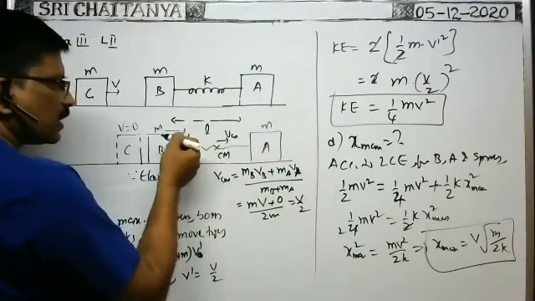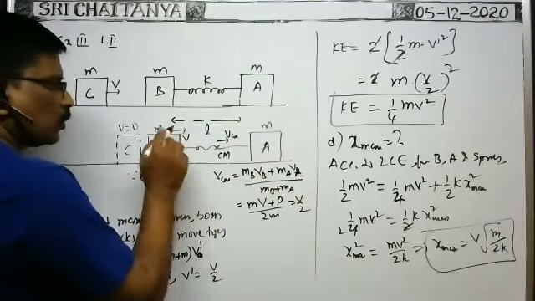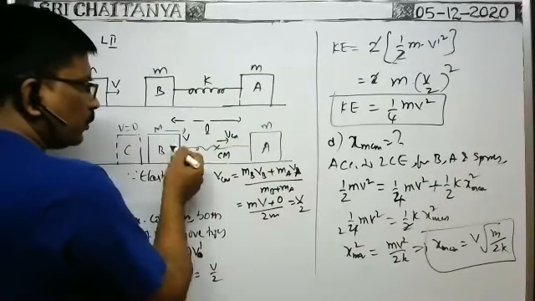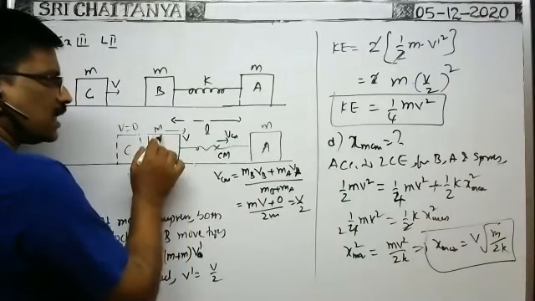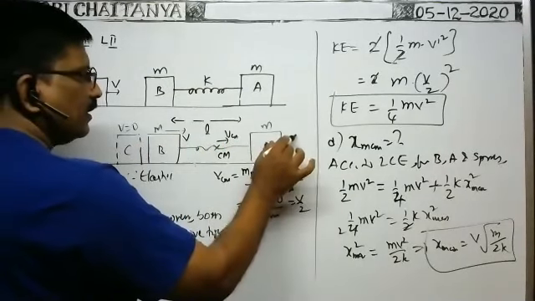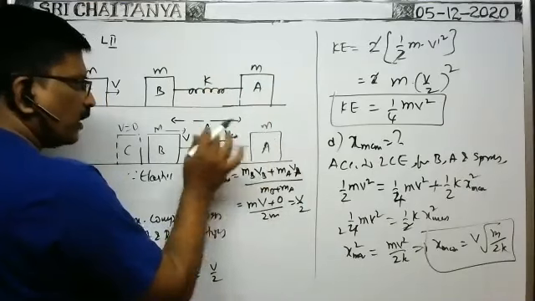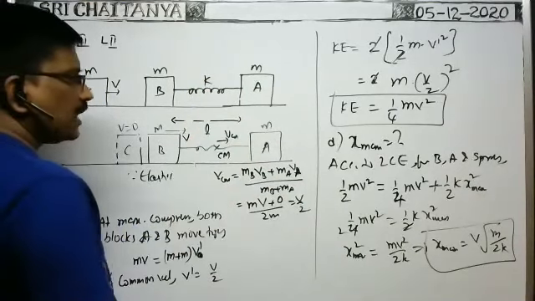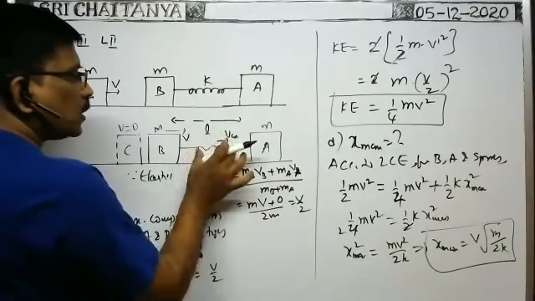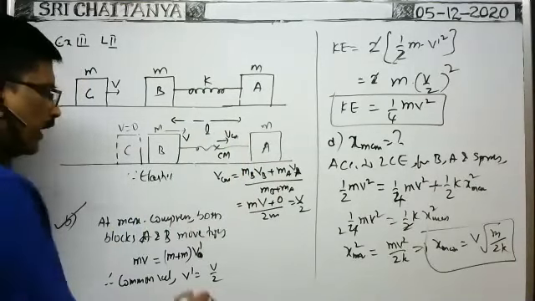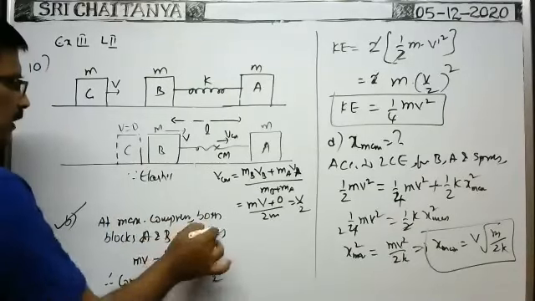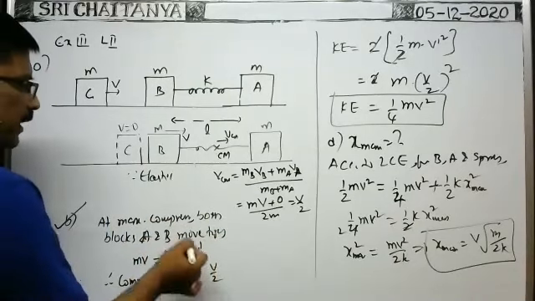Due to this compressive force on block B, it decelerates, so its velocity decreases, while block A accelerates and its velocity increases. At a certain instant of time, both blocks acquire the same velocity. At that time, maximum compression takes place. So at the moment of maximum compression, the two blocks A and B travel with the same speed, the common speed v dash.